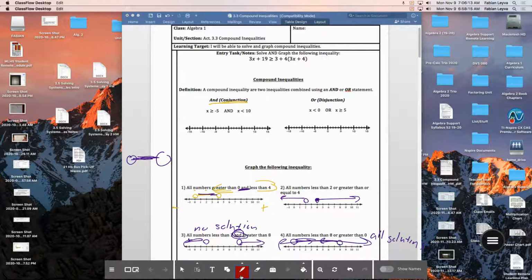To be honest, 99% of the time, they're going to work out very nicely like that. But you need to be able to analyze those solutions and understand the or and the and statement, so that way you know if it's a no solution or all solution. So let's do some example problems.